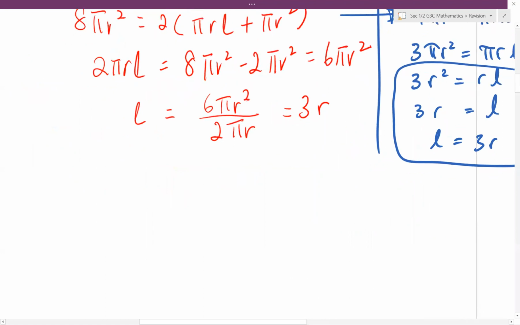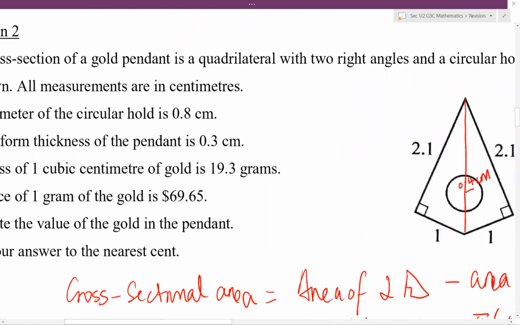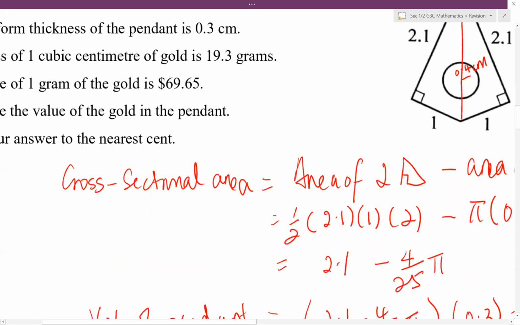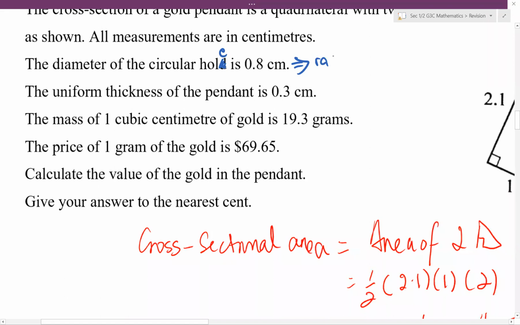Next one, cross section gold pendant. It's a quadrilateral with 2 right angles and a circular hole. All dimensions in centimeters. Diameter of the hole is 0.8 cm, implying radius equals 0.4 cm. These are things that you must catch really quickly. Even if the question didn't ask you for it, you know that radius is found from the diameter as well.